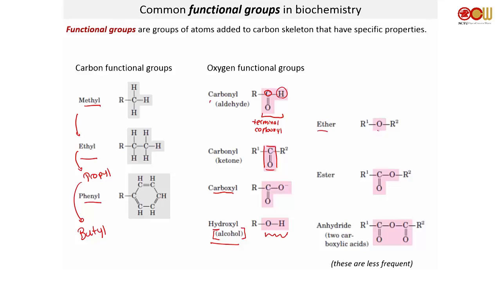Ether, sometimes you do find ether, that is if you would react 2 alcohols, do a water elimination, then you will get an ether. So it has an oxygen in the middle. Or you take a carboxylic acid plus an alcohol, you get an ester. So ester is where this is the carboxylic acid and this is the alcohol.